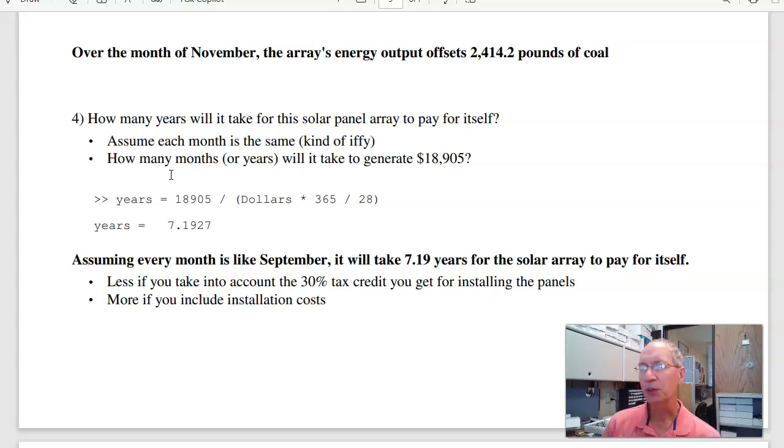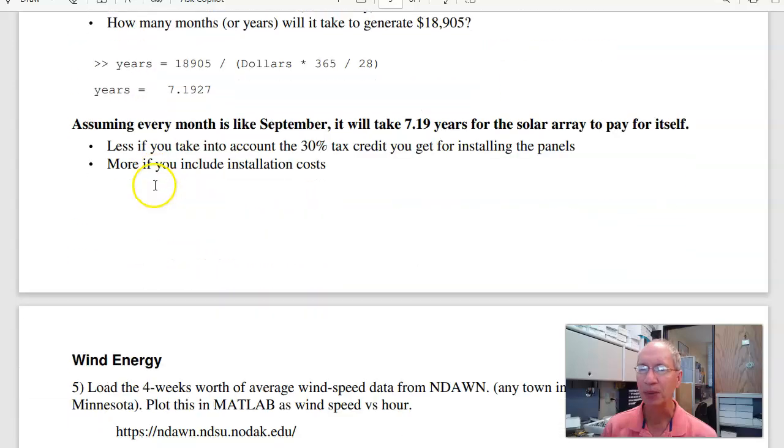This is actually kind of crude analysis, just using 4 weeks of data. But kind of the point is, using Matlab, given data, I can analyze it. With NDON, I could actually go back 10, 12 years and see how the panels would do. I'd probably want to do that if I was investing $18,000. But for the homework set, 1 month of data is good enough. You kind of get the idea of how to use Matlab.